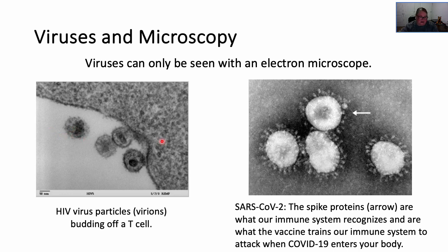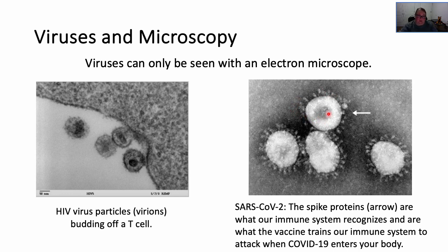So that's kind of cool. Now, something that we're a little bit more familiar with would be the SARS-CoV-2 virus, or the COVID-19 virus. So this is an electron micrograph of COVID. We can see the virus particle here, the virion, and we can see these really interesting looking spike proteins on the outside of it.